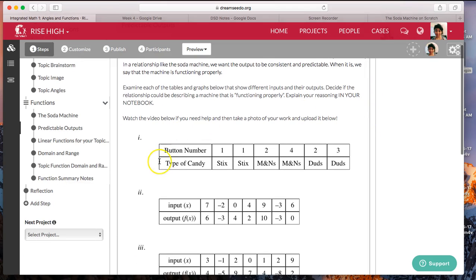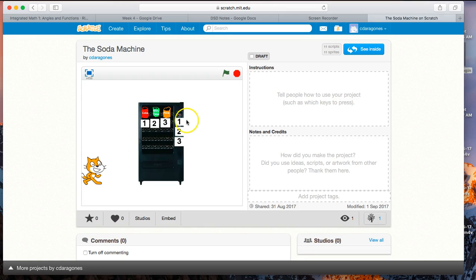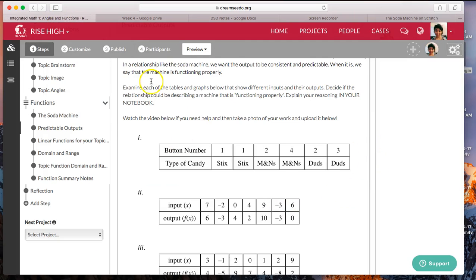So I have a few more examples here for you. It says examine each of the tables and graphs below that show different inputs and their outputs. So just like the soda machine, right? When you press 1, that's your input. You should get Coke, that's your output. So the number is the input, the soda is the output. So similar to that, there are all these inputs and outputs. And I would like for you to take a look at the inputs and outputs of these relationships and see if the machine is functioning properly, and then tell me why or why not.